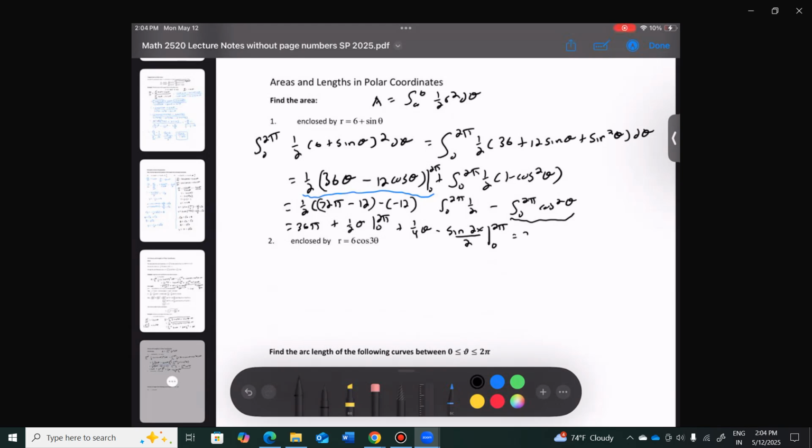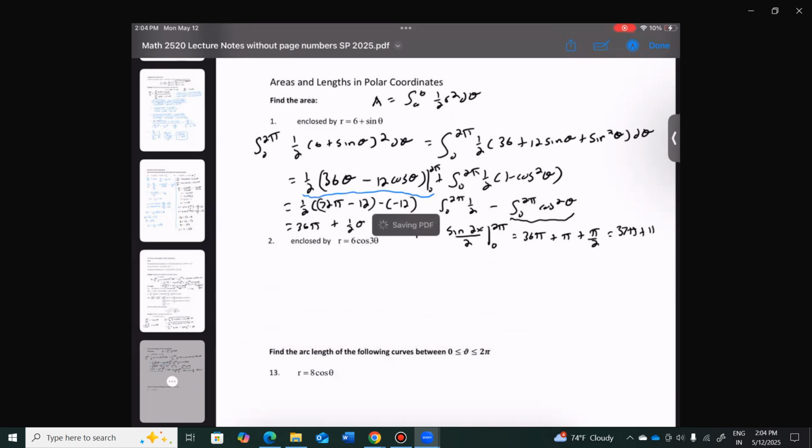So we'll get 36 pi plus pi and plus pi over 2. And then this is going to be sine of 4 pi, which is 0, and then when we plug in 0, you get 0. And so we'll end up with 37 pi plus pi over 2, which is about 74 pi over 2 plus pi over 2, which is going to be 75 pi over 2.